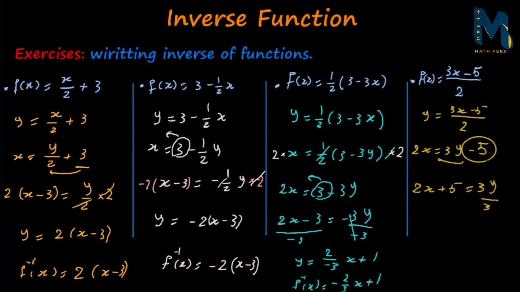And then divide both sides by 3 to isolate y. 3 with 3 will cancel. It will be y equals (2x plus 5) over 3. Change y to f inverse. F inverse of x equals (2x plus 5) over 3. This is how we take the inverse of the functions. Thank you for watching.